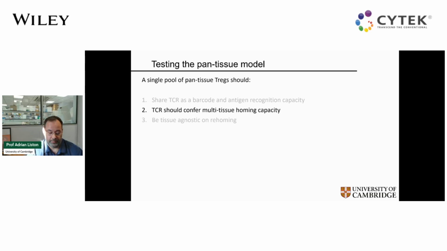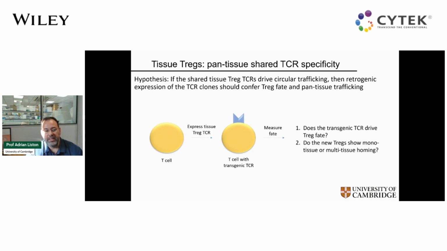Now, there's a way that you can test the effect of TCRs, and this is by creating a TCR transgenic. Under this system, what you would do is you would take a T cell, and then you would force that T cell to express the T cell receptor from one of these tissue Tregs.